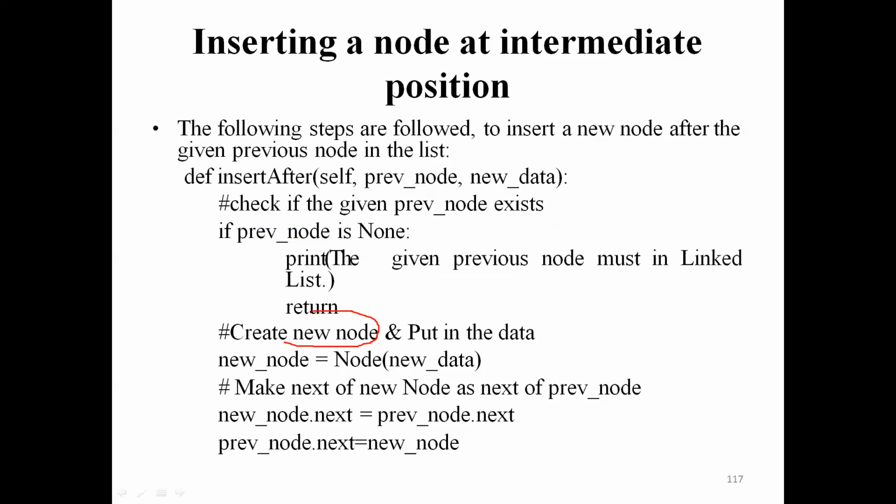Or else, if it is there, what happens? Create a new node. You have to call a new node function and put in the data. It is just pseudocode, I told you. This is the function we have discussed. Create new node, and the newly created node's address is assigned to the new node. And then make next of new node as next of previous node. Let me show you.